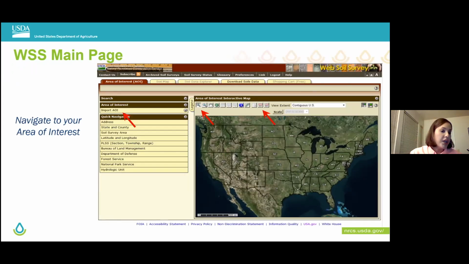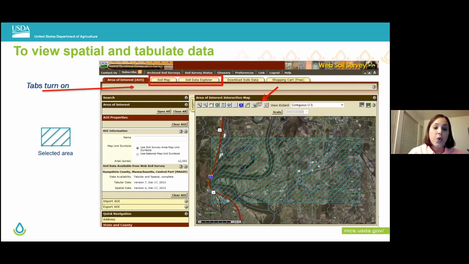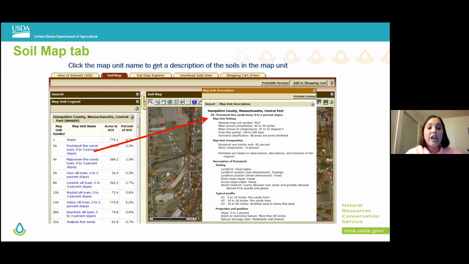There you just need the coordinates or the address or the state and county, the area that you want to know information about soils. You put it in there, and then you use that red square to delimit the area of interest. And once you do that, you're going to have a blue square showing you your selected area. Then the tabs on the top are going to turn on, the soil map and the soil data explorer. And there you're going to have a lot of information about the different soil types in that area. And this is going to help you determine whatever you need to determine for the land. Whatever you want to do that you need to know soils information is going to be there.